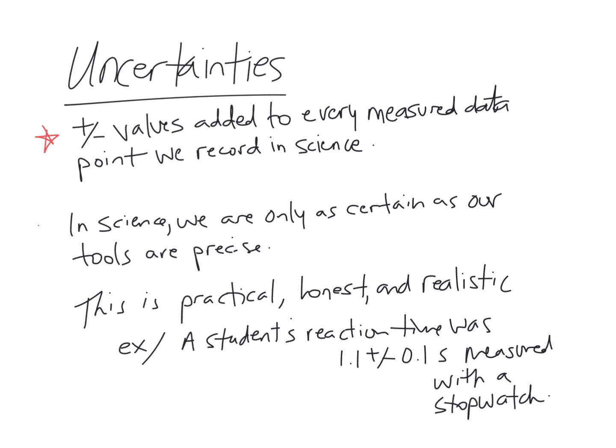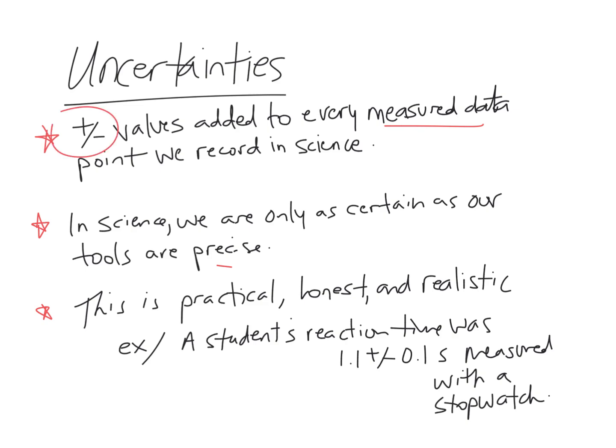Okay, so in science, the ethos we want to apply is that we're only as certain as our tools are precise. We only want to record and report data based on the precision of the tool that we use to measure it with. This is just practical. It's also honest and realistic. So basically, every time we measure a data point in science, we want to make sure that we add an uncertainty value on that data point.